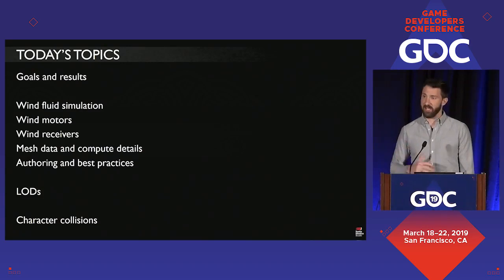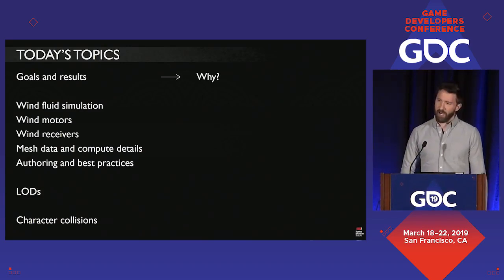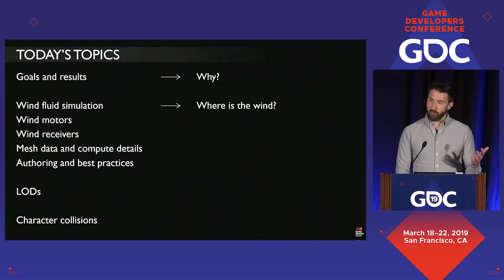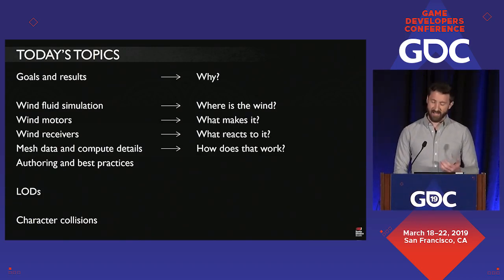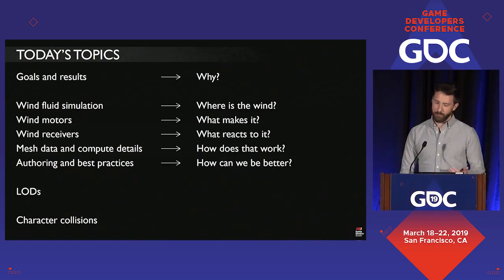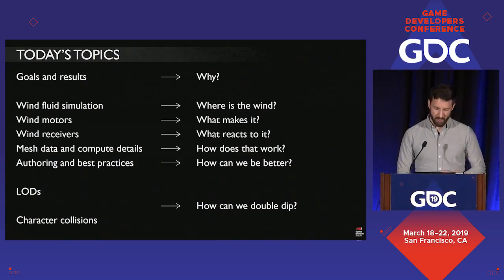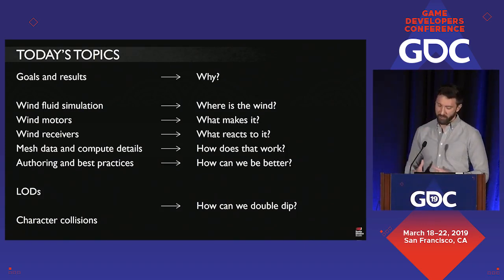Each of these chapters tries to answer a simple question. Why are we doing this? Where is the wind? What makes it? What reacts to it? How does that work? And how can we be better? And after doing all of this work, how can we reuse it to get further value? First, let's get our bearings and talk about the current state of the art.